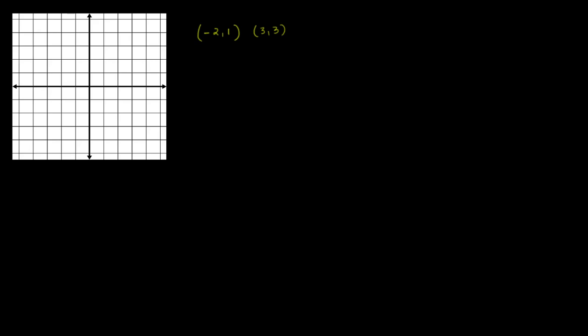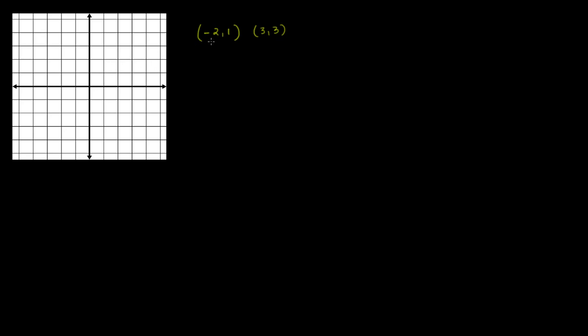Okay, so assume that you've been given the points (-2, 1) and (3, 3). And you've been asked to find the line, so graph the line that passes through the 2 points, and then find the slope of that line. So the first thing we need to do is actually graph the line.